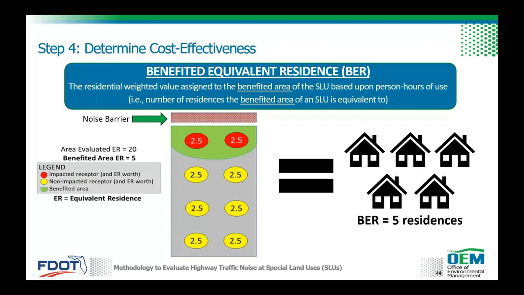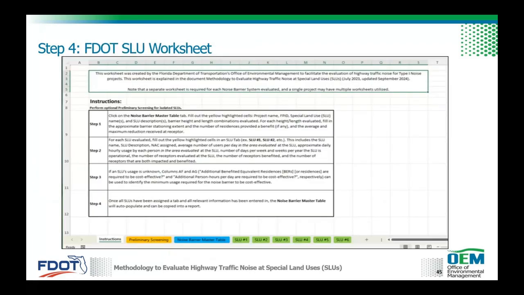So as mentioned previously, the FDOT Special Land Use Worksheet, which is pictured here, can be utilized to assist with the assessment of whether a noise barrier is a feasible and reasonable form of abatement. All special land uses which receive a benefit from the noise barrier should have a corresponding special land use tab, shown in green, filled out. The noise analyst should fill out all applicable data and insert the completed noise barrier master table into the noise study report. This tab shown is the instructions tab, showing that the worksheet can be completed by 4 steps.